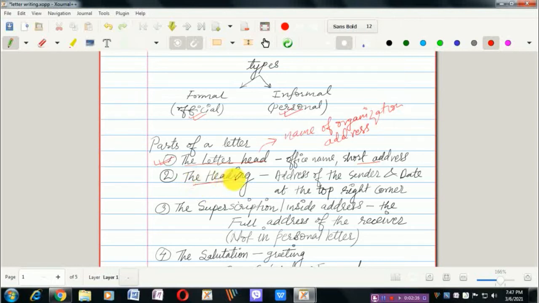And then comes the heading. Heading means the address of the sender and the date of sending the letter. It is written at the top right corner of your letterhead or paper. And then comes the superscription. It is the inside address of the letter, and here we write the full address of the receiver. We also do not include a superscription in a personal letter.